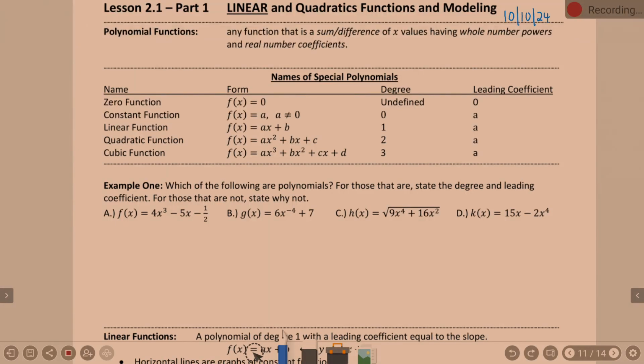Chapter 2, we start talking more about various functions, modeling, some of the higher degrees, and looking at what all we can do with them. In lesson 2.1, it is linear and quadratic functions that we're talking about. I believe, if I recall correctly how I have it broken up, we're focusing on the linear right now in 2.1, part 1 or day 1.